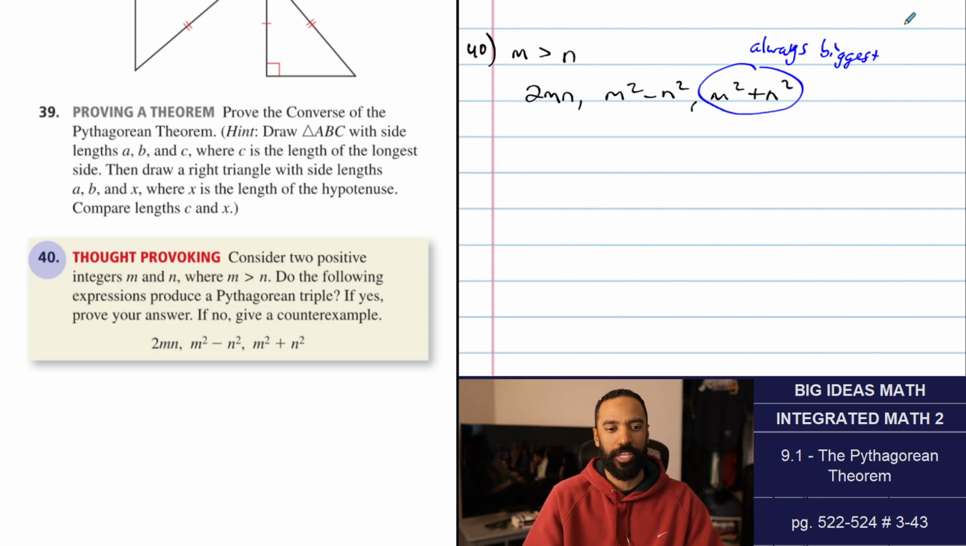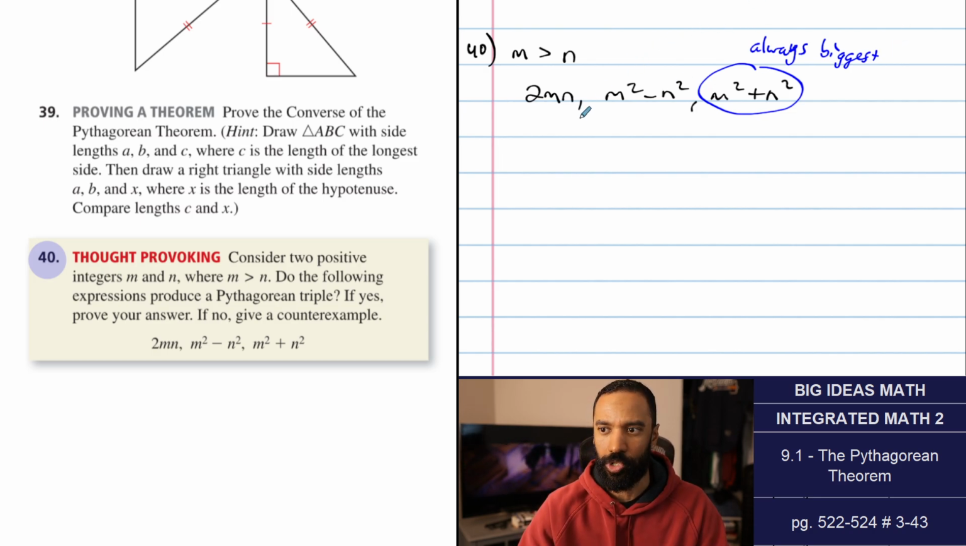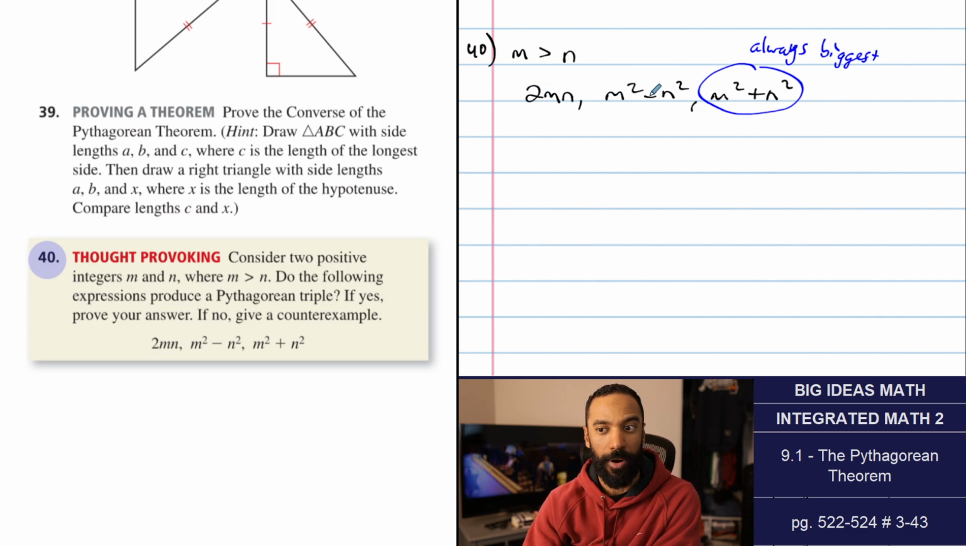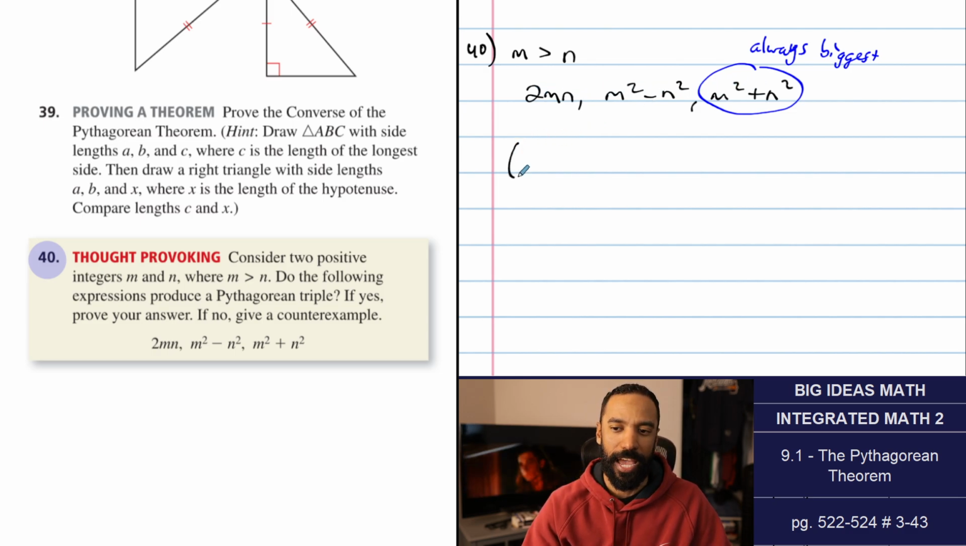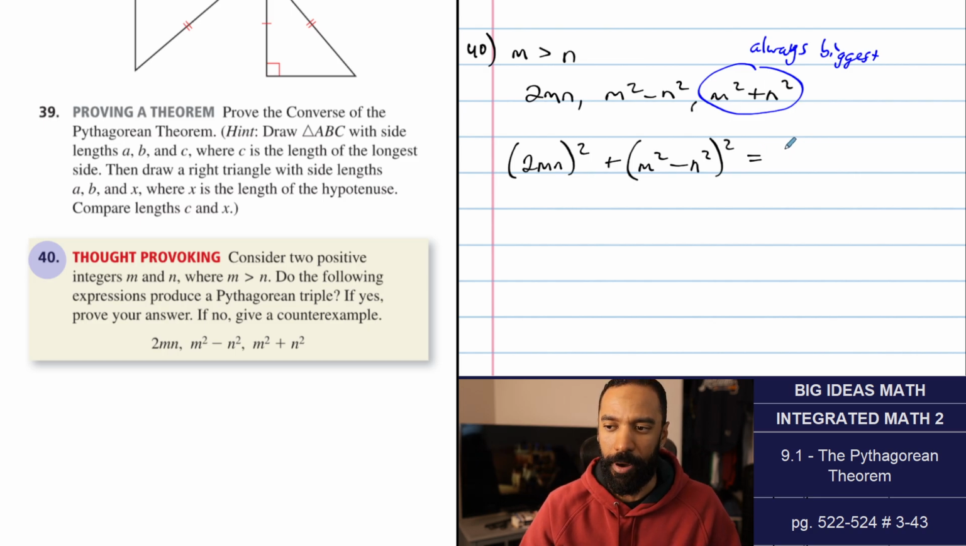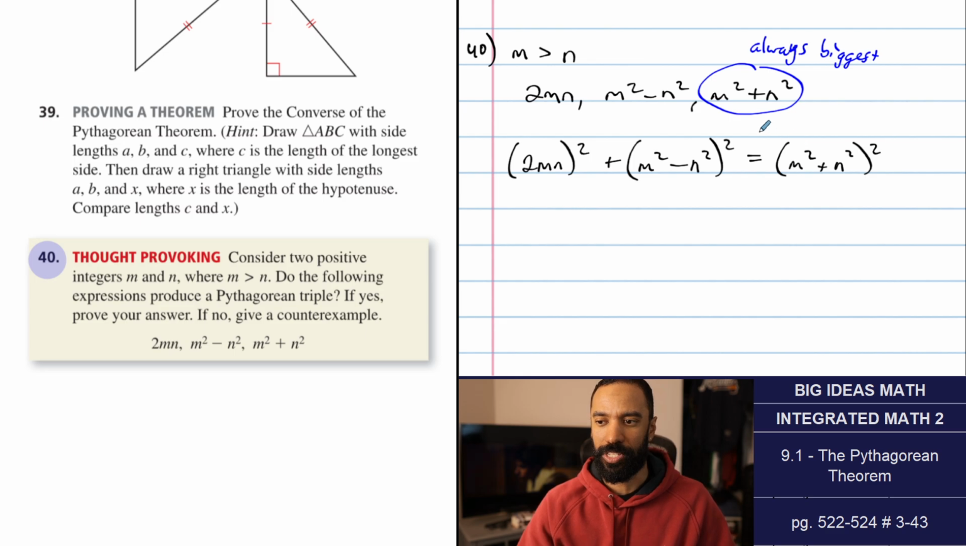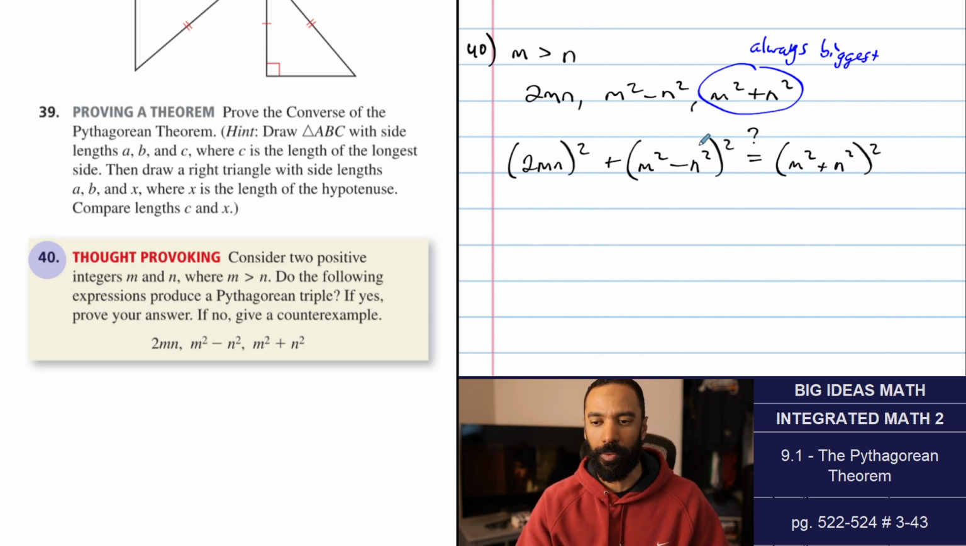Now, why does this matter? They're asking whether this produces a Pythagorean triple. They're already positive numbers. To produce a Pythagorean triple, we have to see that this squared plus this squared, because these would be the leg lengths, and this would be the hypotenuse here, equals this squared. Let's see. Do they equal each other?